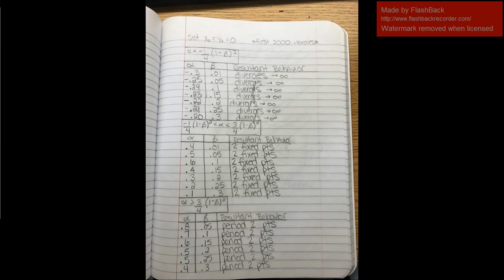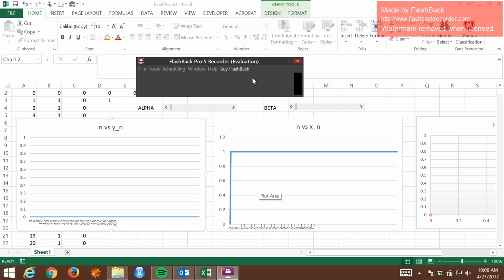So to sum that up again, when alpha is less than 1, you have fixed points that appear that are periodic. When it's greater than 1, you have no fixed points. You start to get periodic points, chaotic points, and so it appears that alpha is much more sensitive than beta.